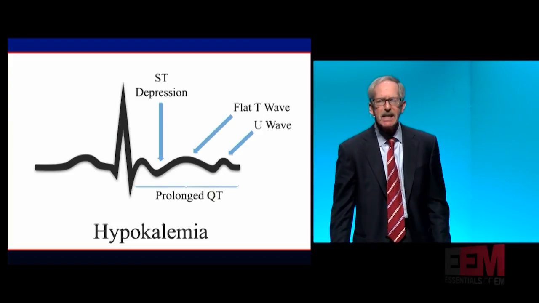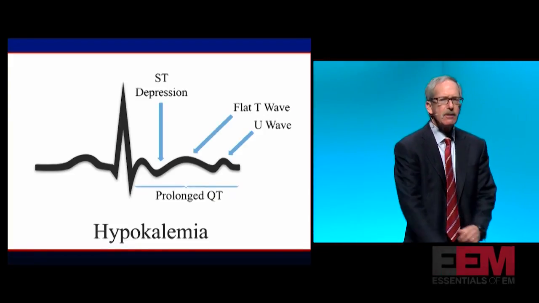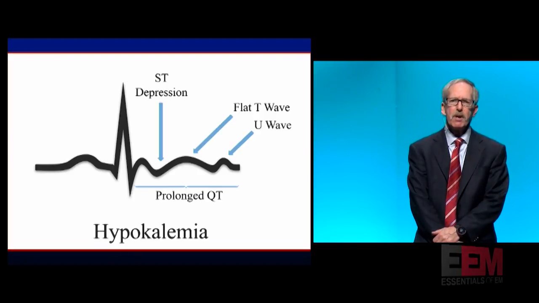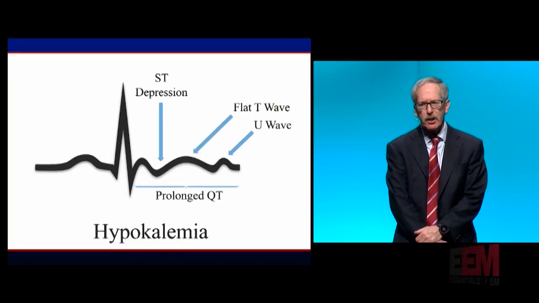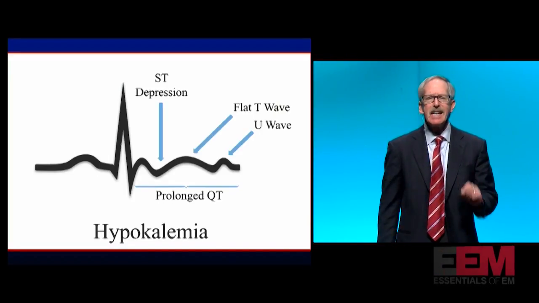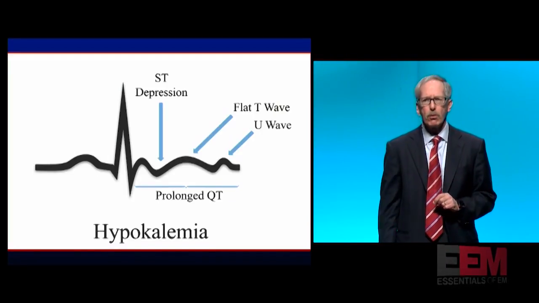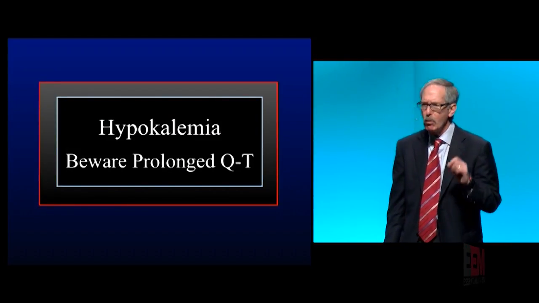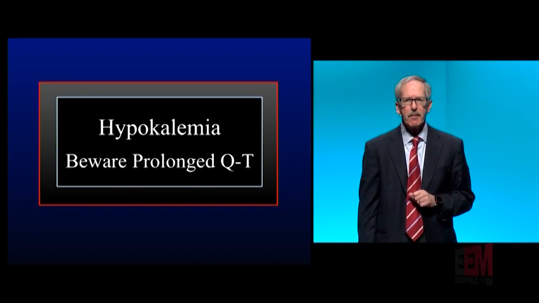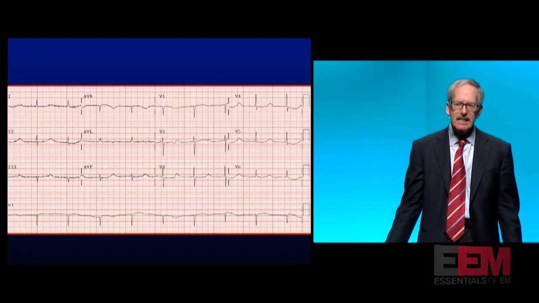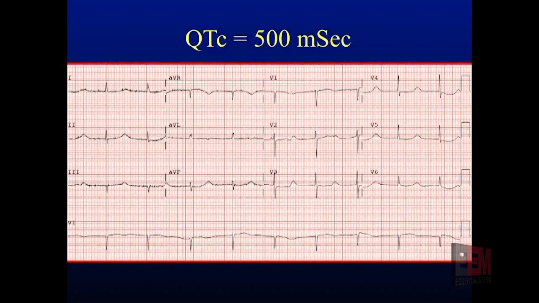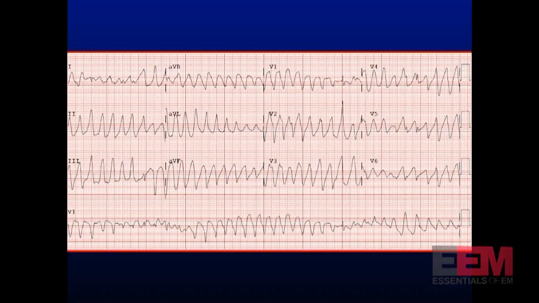The T wave is made out of potassium. And you can see that flattened T wave with maybe a little blip afterwards, a U wave. You can see ST changes, diffuse ST changes. And finally, the danger of hypokalemia, prolonged QT. Beware prolonged QT in hypoK. Here is a non-impressive EKG, except the QTc is 500 milliseconds, and as you get above 450 to 500, especially 500, this is what you're at risk for, torsades.